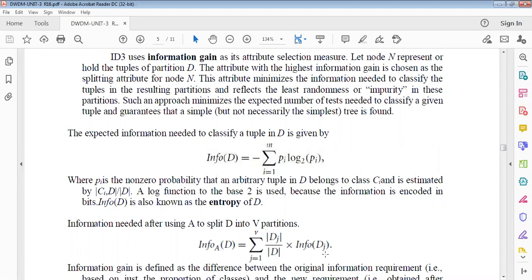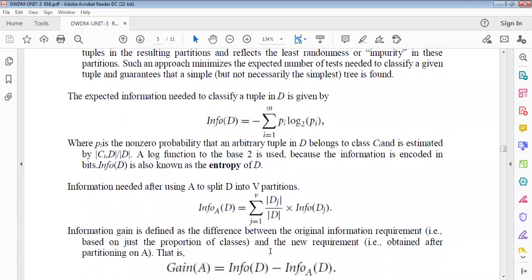Next, the information needed using A to split D into V partitions. If D is split into V partitions, how can we find the information? Info_A(D) equals the summation of j equal to 1 to V of |D_j| divided by |D| times Info(D_j). So the information for the tuple partition D_j is multiplied with this weight.